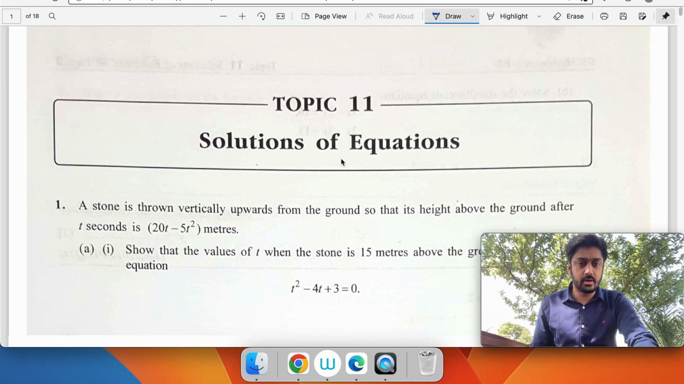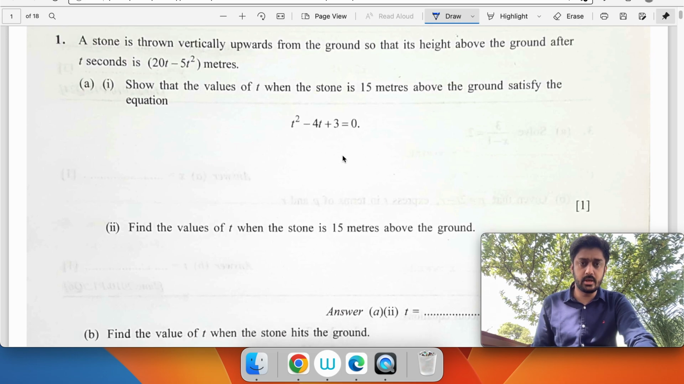So let's get started. A stone is thrown vertically upwards from the ground, so that the height above the ground after t seconds is this. So this is the height of the stone. Show that the values of t when the stone is 15 meters above the ground satisfy the given equation.